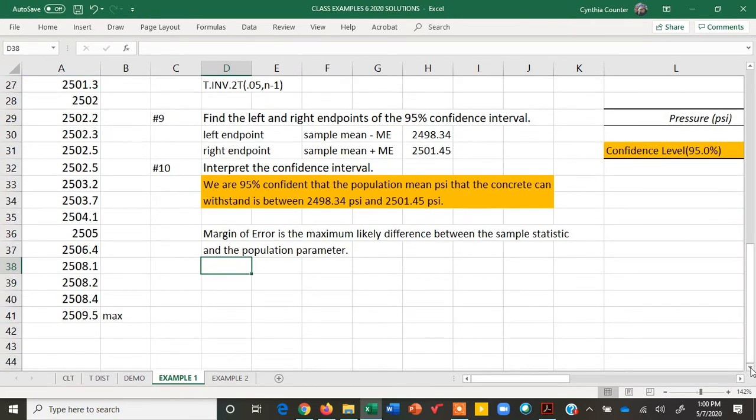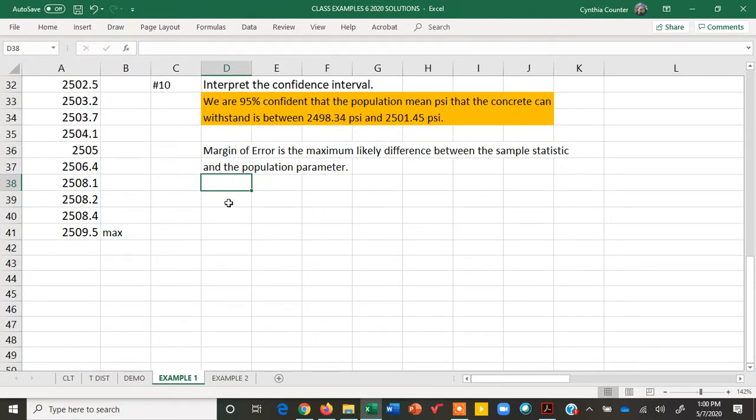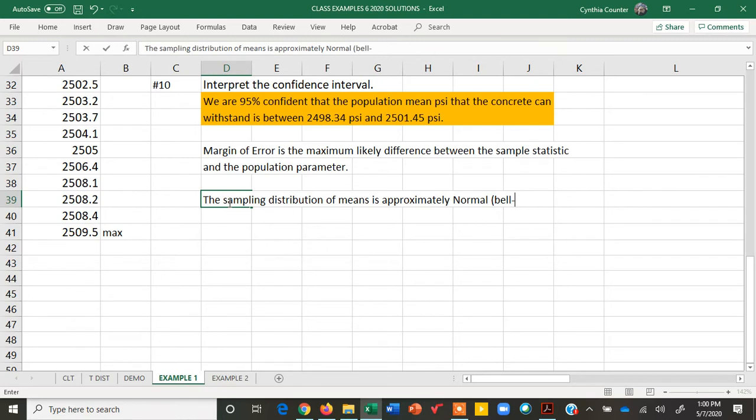Well, what does that mean? We need to work with our sampling distribution, and the sampling distribution of means is, I'll say, approximately normal, which means bell-shaped, right? But even more specific type of bell shape. And it's approximately normal and is described using the t-distribution. So the t-distribution is approximating the normal distribution.